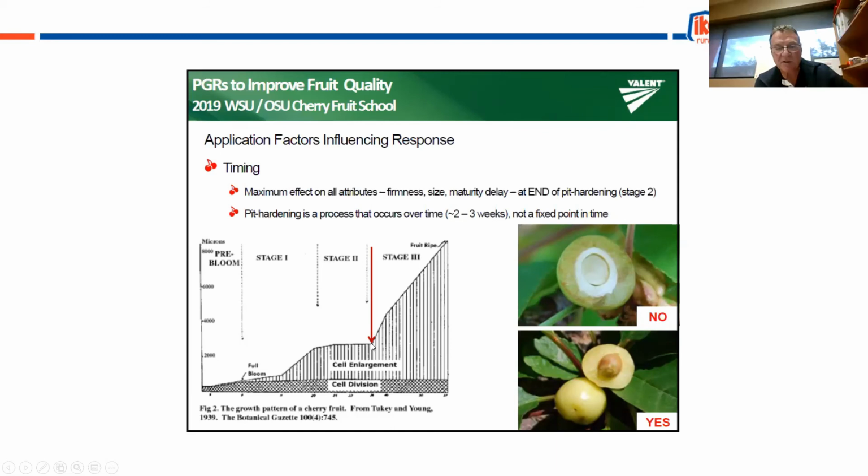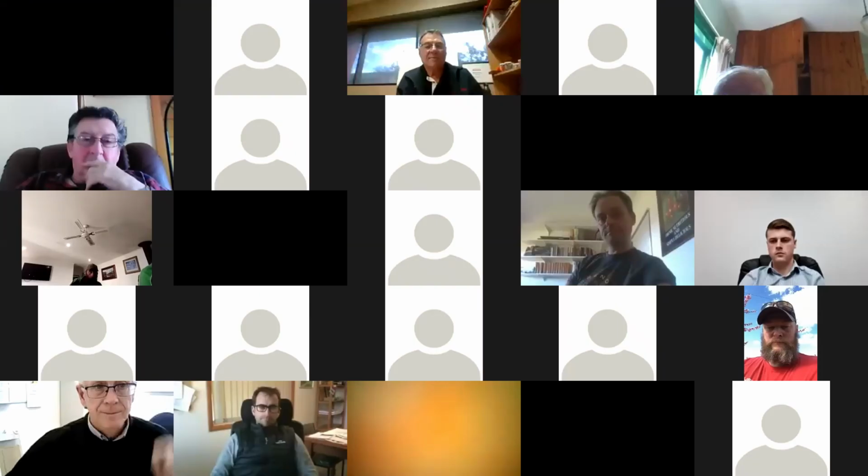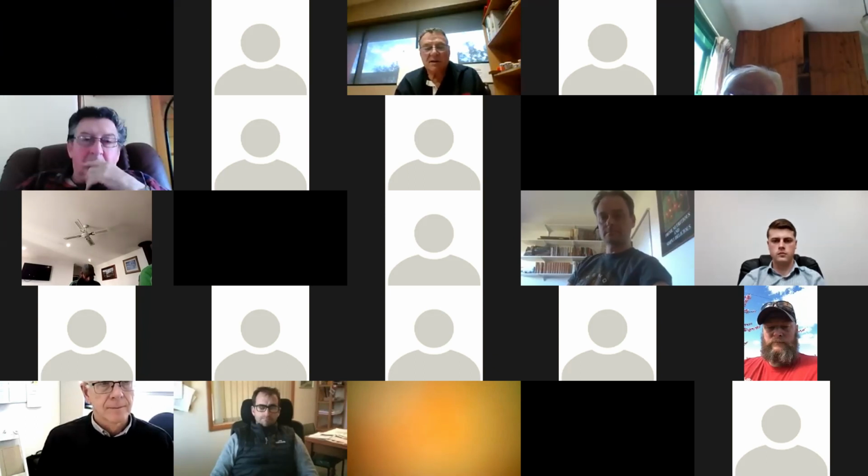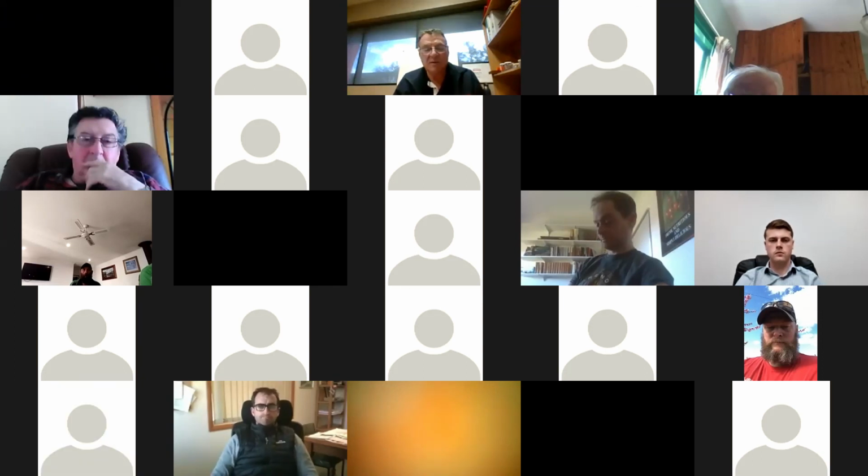Then the start of stage 3, when we put the GA on, will give you that increase in fruit size. It may delay the maturity if you go early, not so much a delay in maturity if you go later. That's really about all I have. But if there are any questions on PGRs, there's another area, I suppose, cytokinins and auxins and the biostimulants, which is a whole other area for discussion sometime later. But they're also in that category, if you like.